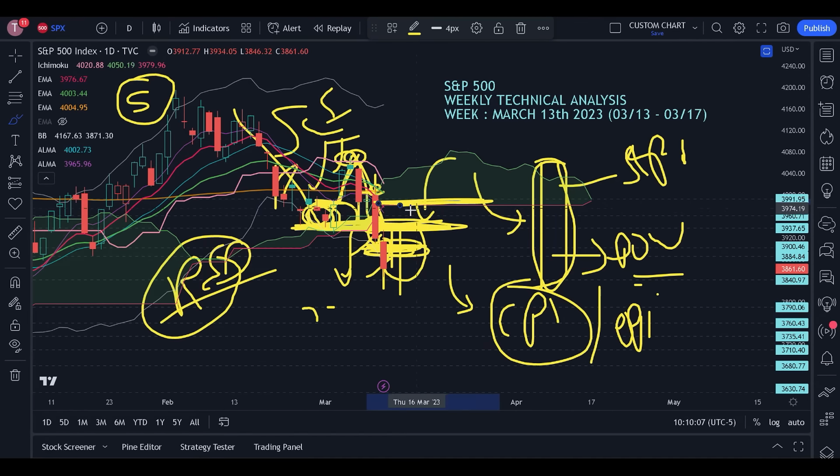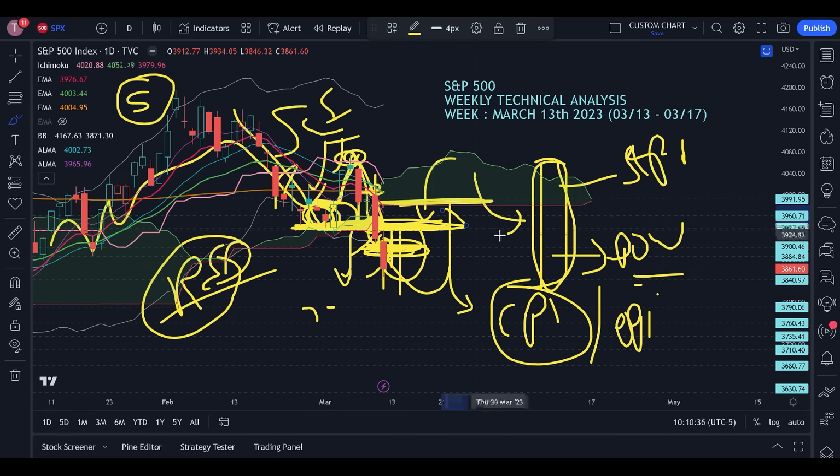The reason is that we have this Ichimoku cloud. The same Ichimoku cloud that earlier acted as a good support for the S&P 500 is now going to act as a very strong resistance for the S&P 500. 3980 or 3991 at most, even in the manipulated scenario. In a normal scenario, 3937. Normal or more than normal, you can say.